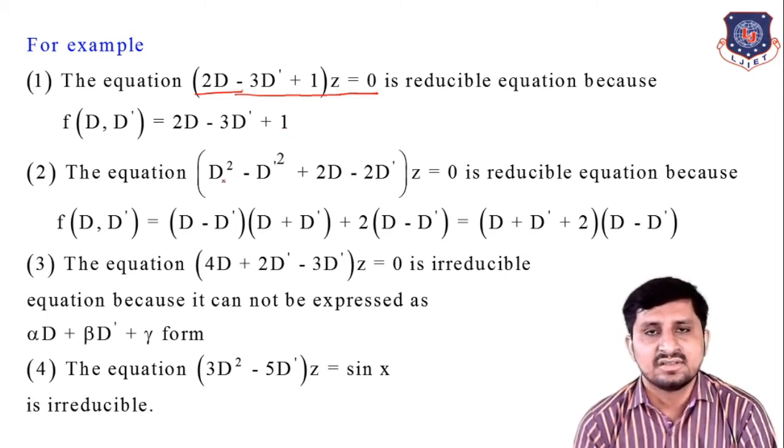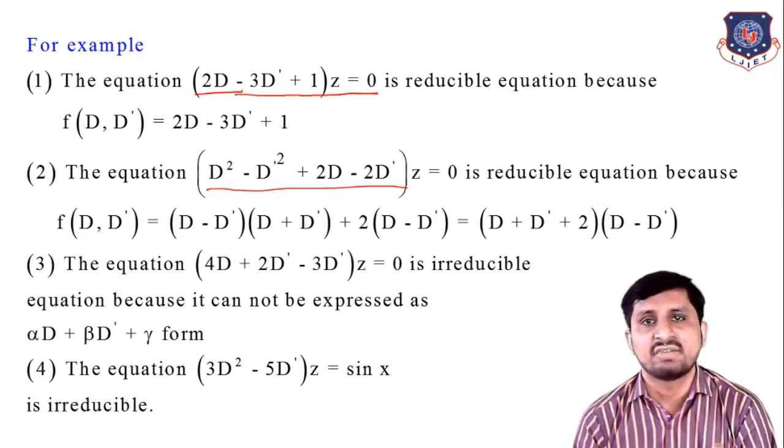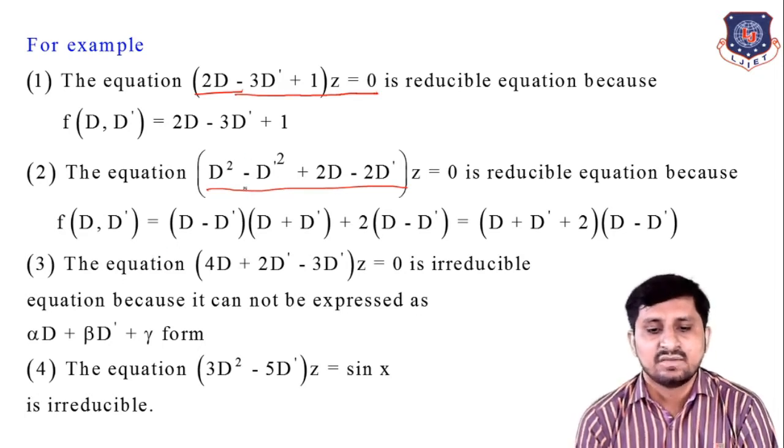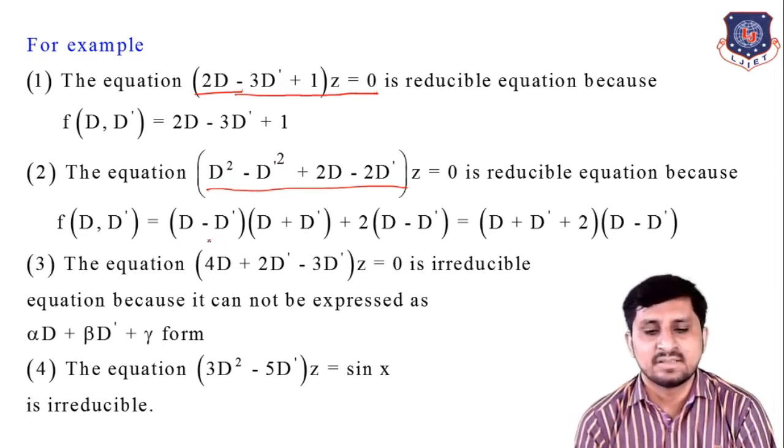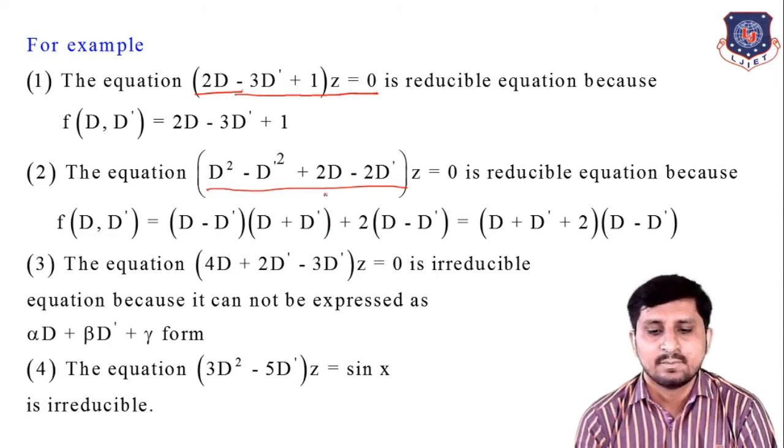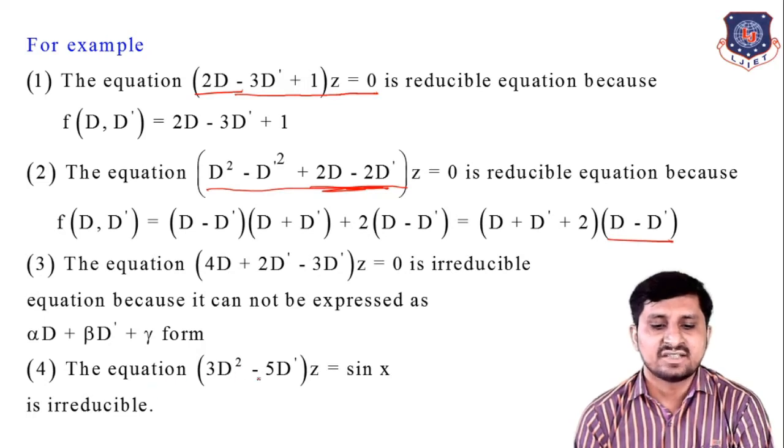Here also, this is D square minus D dash square plus 2D minus 2D dash. Definitely this is not a homogeneous partial differential equation, but we can convert this non-homogeneous equation into a reducible operator. First of all, the first two terms are D square minus D dash square, so by simple simplification, (D minus D dash)(D plus D dash), plus 2 common from the last two terms, so plus 2 into (D minus D dash). So (D plus D dash plus 2), and in the bracket we have (D minus D dash). Now consider the equation 3D square minus 5D dash into z equal to sin x. This is not a reducible equation, so this is called irreducible.